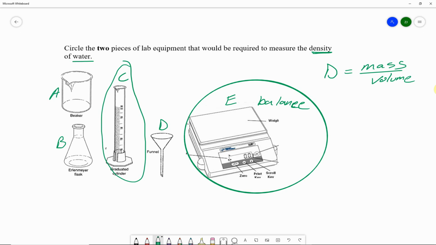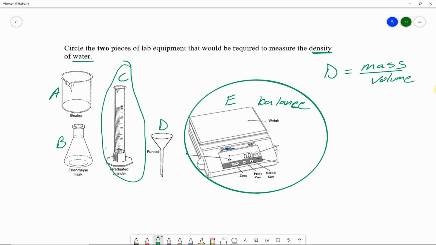All three of these can measure volume, but of course a graduated cylinder is your best, most accurate volume measuring device because it usually has the most little graduations on it. These may have some graduations, some little marks, but they're not very precise. They go up by like 20 milliliters or 50 milliliters, but here that's your best device. All right, so that's question number one.